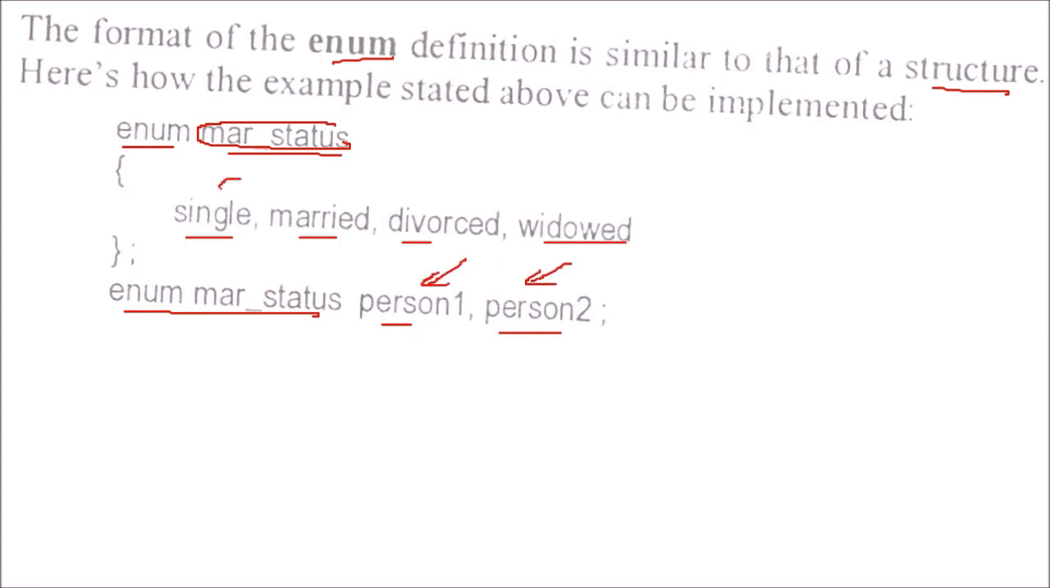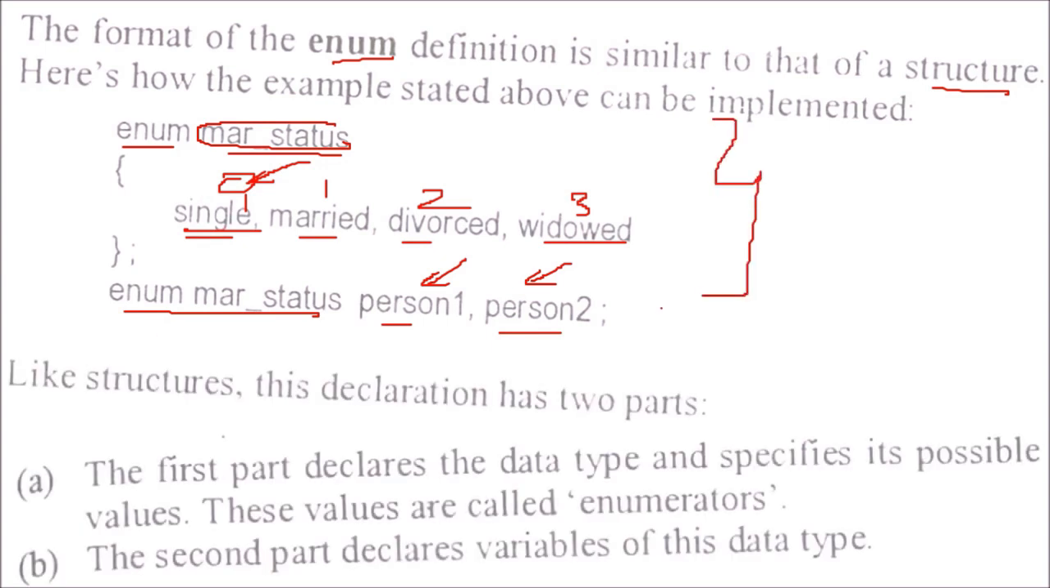Now this has automatically taken the value from 0. Single has been assigned value 0. This is 1, this is 2, this is 3. Now enum makes it easier for us to work with the strings, because we understand the string, but the system understands the number. That is why we have a kind of cooperation between these numbers and these names.